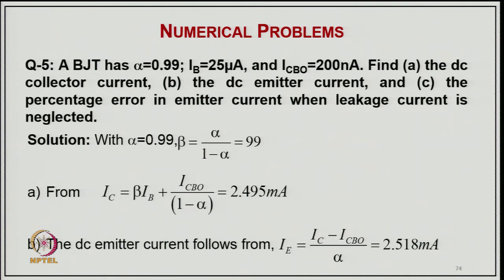So, we can say alpha equal to 0.98. So, beta from which we can get alpha upon 1 minus alpha, that is 99, and from this we can find IC equal to beta IB plus ICBO upon 1 minus alpha. So, it becomes 2.495 milliampere, and the DC emitter current follows from here: IE equal to IC plus ICBO divided by alpha, it comes 2.518 milliampere.